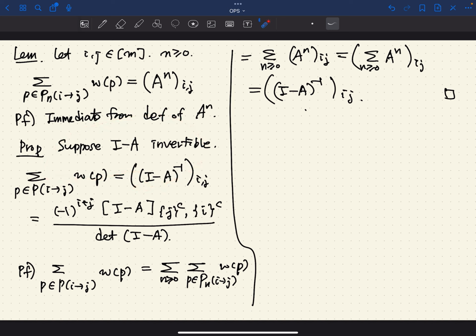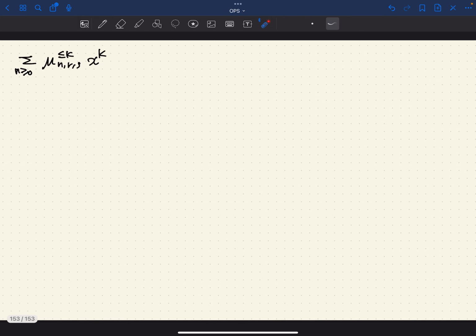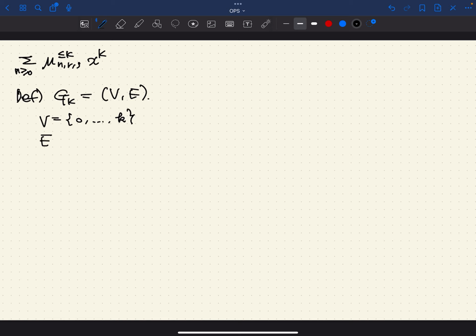A Motzkin path can be understood as just a path like this in a finite graph, if k is fixed. So in order to understand this, we're going to define a graph. G_k, G sub k, is the graph where V is the set of integers from 0 to k, and E is, okay, let me just, I think it's easier if I just draw the diagram. So 0, 1, 2, dot, dot, dot, k.